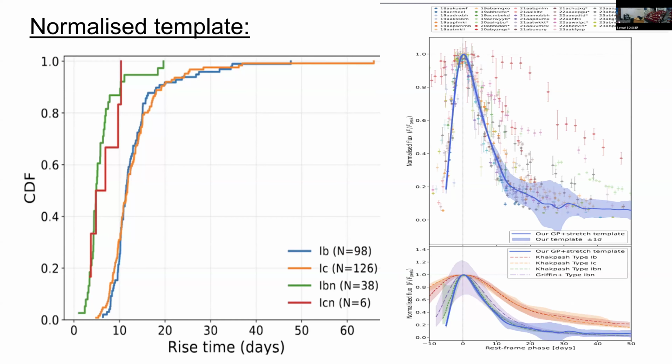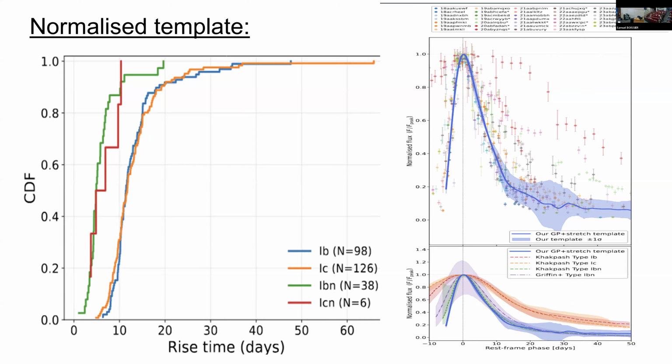But what we see for these are, if you do a cumulative distribution function of the rise times of these 1BNs and 1CNs with the general hydrogen poor stripped envelope class, then you can see that rise time wise, they are actually fast risers than the traditional 1B, 1Cs.